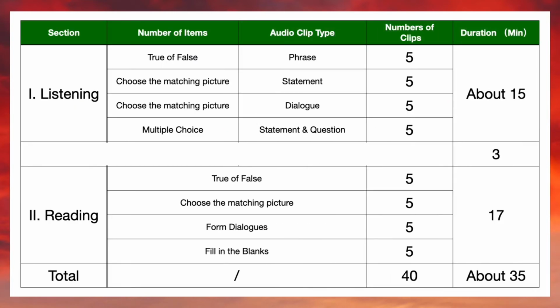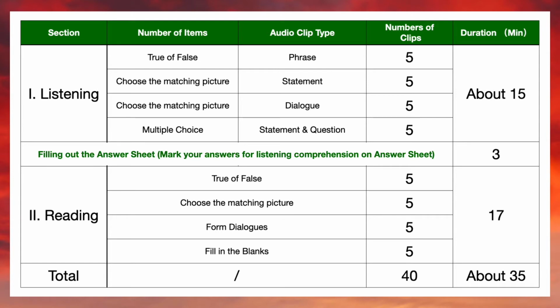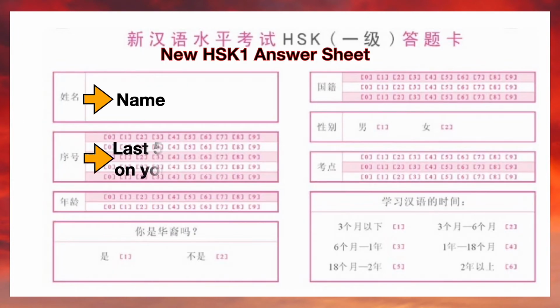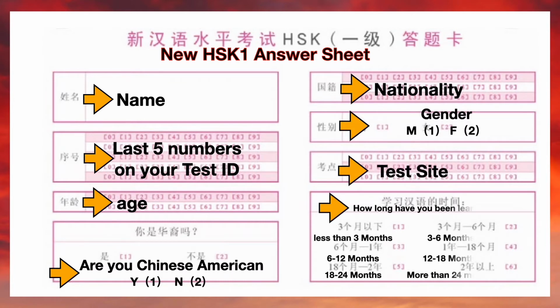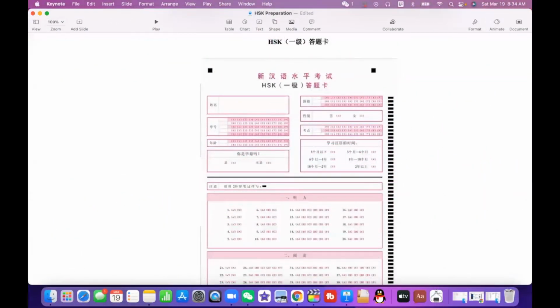HSK1 test only contains 2 sections, listening and reading. The overall time for the paper-based exam is 3 minutes longer, to allow you to transfer your answers from the test paper to the answer sheet in the listening section. Before the test, you have 5 minutes to fill out the personal information. Once you mark your personal details, you may move on to mark your answers on the sheet.